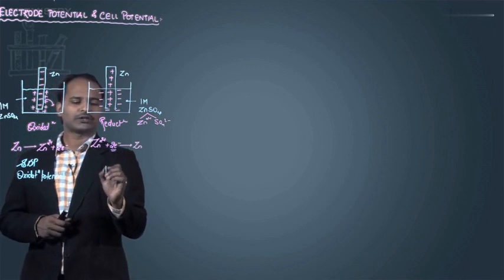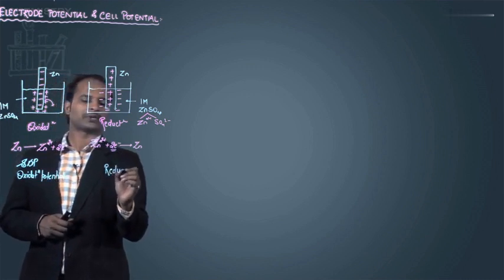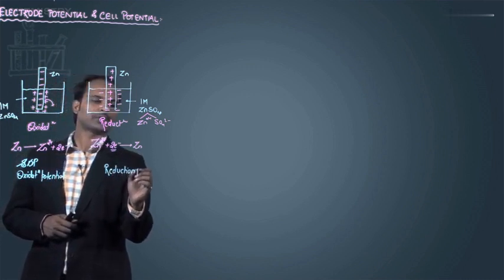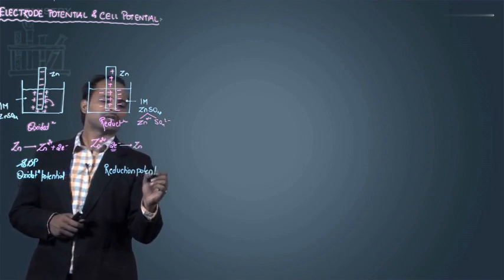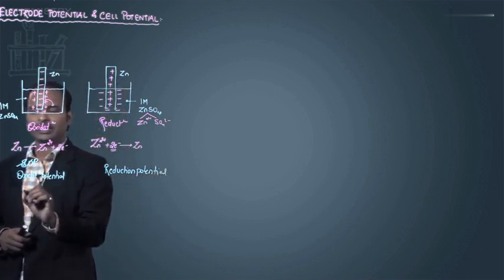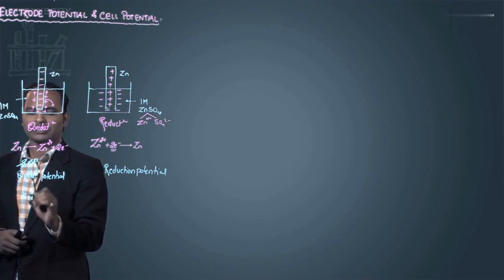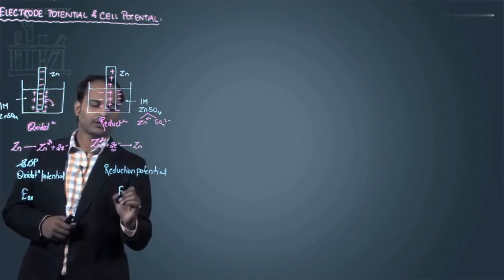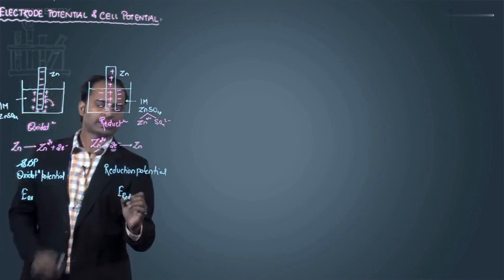Here the potential develops because of reduction, so that potential will be called reduction potential. The potential is generally represented by the capital letter E. So here E_OX is oxidation, E_RED is reduction.